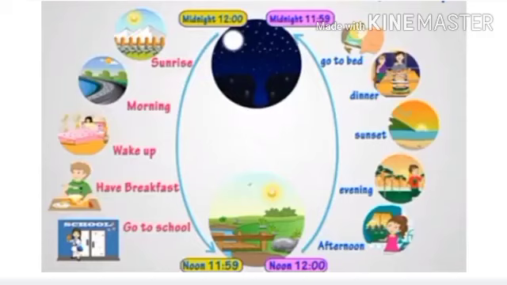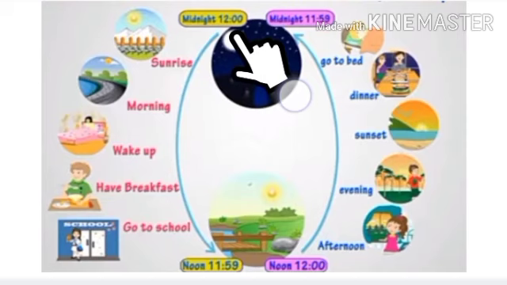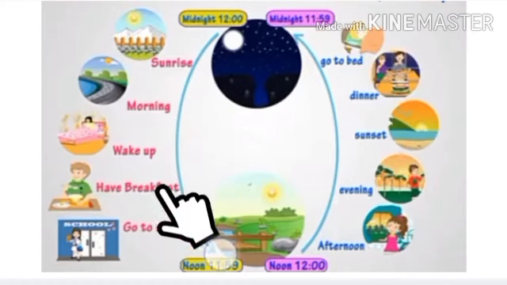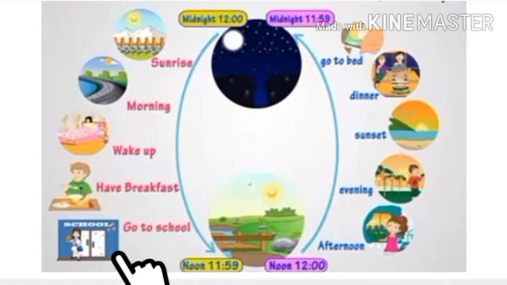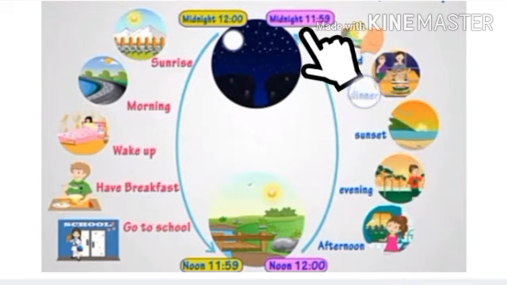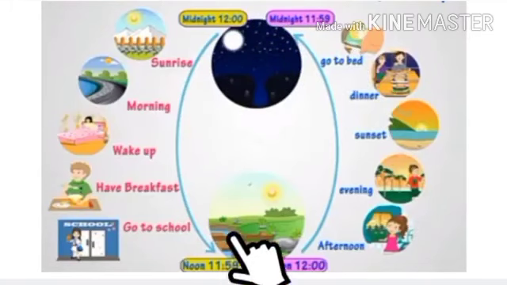From morning to night, we are doing many works. Midnight, 12 o'clock, and then sunrise, morning, wake up time, have breakfast. In between that, you want to do all your works, go to school, noon time, and then afternoon, evening, sunset, dinner, go to bed, midnight. So these are all your routine work.